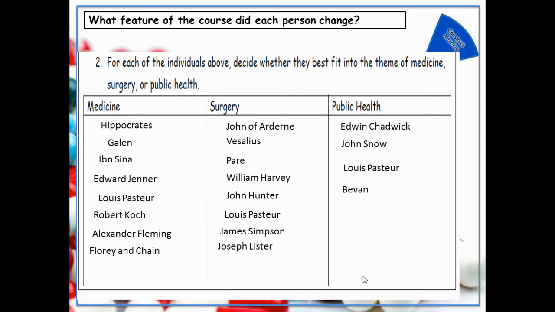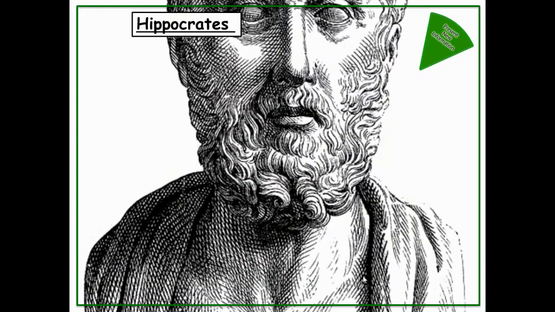I'm now going to tell you about these 18 individuals in a bit more detail, just to remind yourselves. So we're going to split the explanations into medicine, surgery, and public health. Starting off with medicine, starting in ancient Greece, we're looking at Hippocrates.